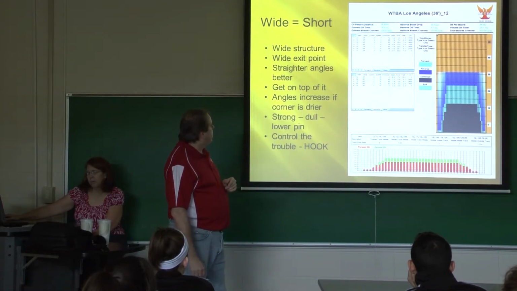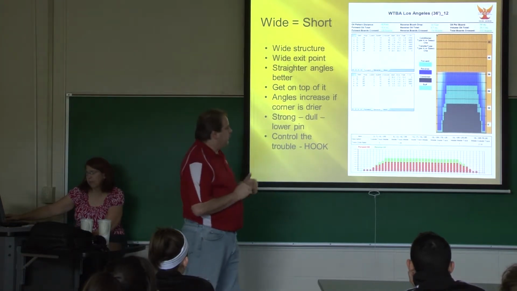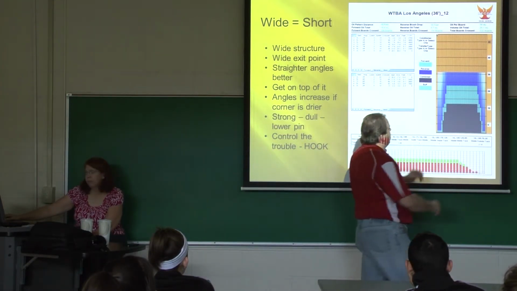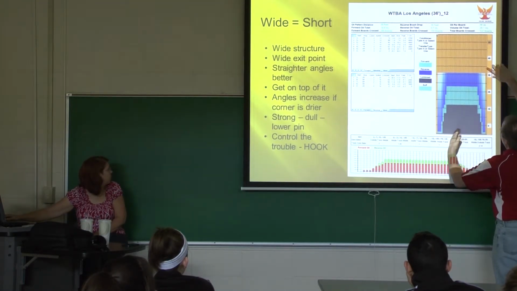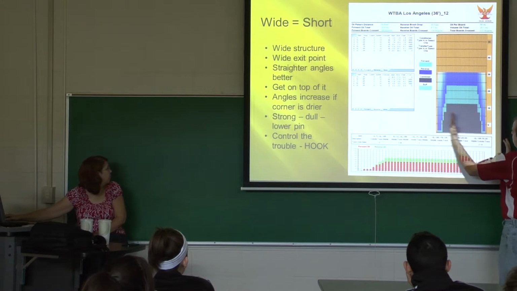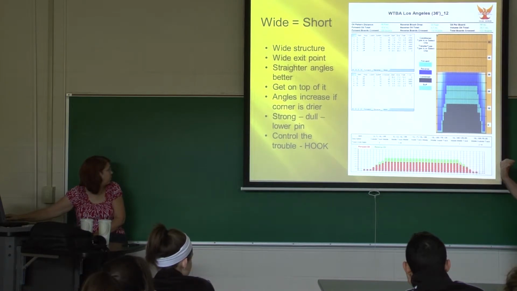The wide structure gives you a wide exit point. Straighter angles are always better. A lot of people like to play in the middle of the lane. They know that their break point's down here, but they try getting at it from going at this angle. So now you're crossing all this wide oil instead of being to the right and using it to get the ball to that spot. I would always suggest play to the right as far as possible.